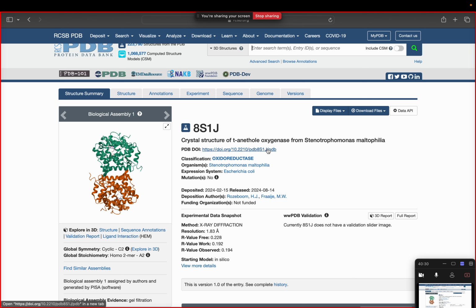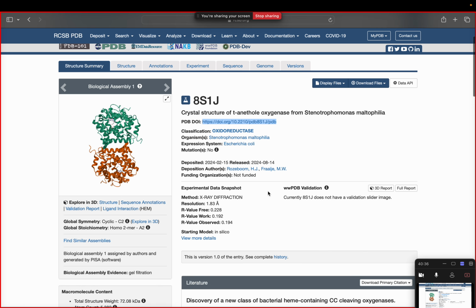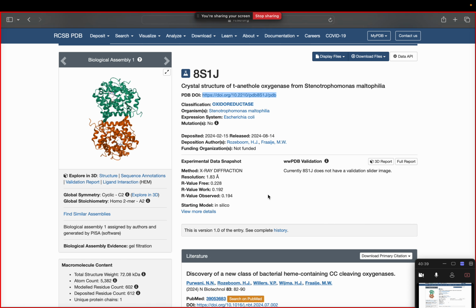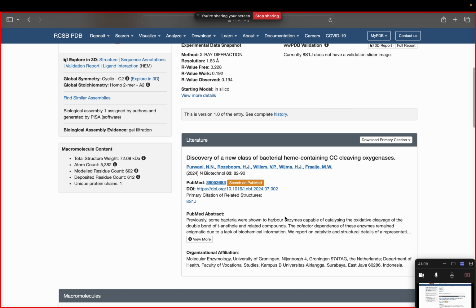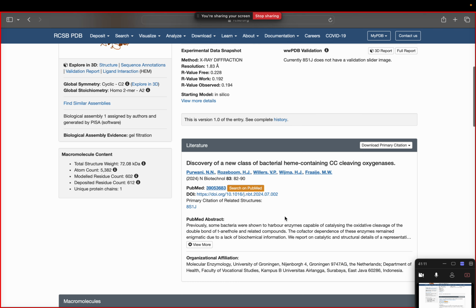Then these are the authors. This is the corresponding paper entry for this particular structure. Then this is some basic information about the structure. You can see that the method used for determining this structure was X-ray diffraction. The resolution is 1.83 angstrom, and then these are certain values which tell you how confident you can be that the structure present here is very accurate. Then this is again the paper associated with the publication of this structure.